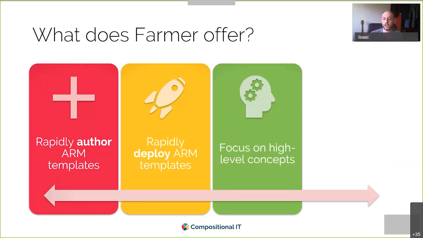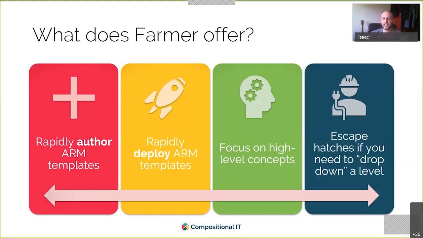I want it to focus on high-level concepts wherever possible. I don't want people to have to think about the low-level nitty-gritty of a virtual machine needing a VNet and a subnet and an NSG and so on. I want us to talk about virtual machines and focus at that level. And I also want it to have escape hatches. So if you do need to drop down a level and Farmer's abstractions aren't what you need, you're not stuck within a walled garden or a closed ecosystem, but you can leave it if you need to.